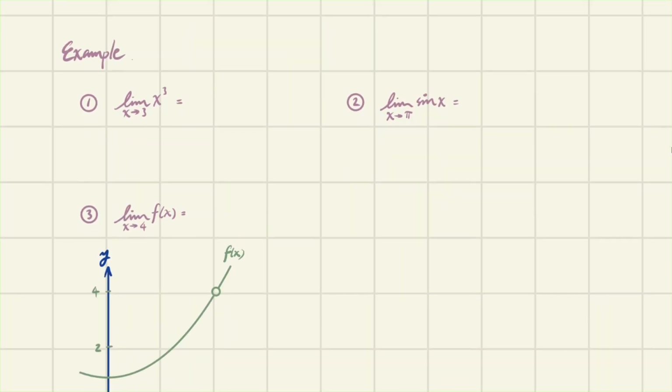For this first one, the limit of x cubed as x approaches 3. What does it mean? Well, because x cubed is a function that is continuous everywhere, we can just plug in the value x equals 3. So if we plug it in, 3 cubed equals 27.